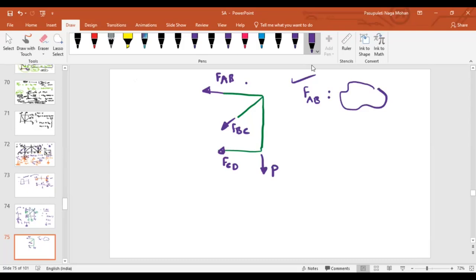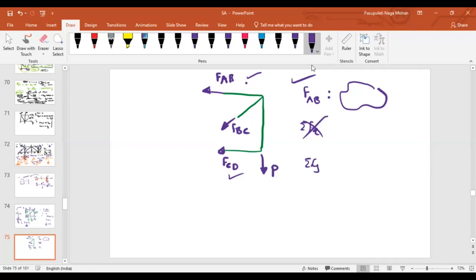Summation of horizontal force? If you look into the horizontal direction, 3 unknowns are coming into picture. So summation Fx is not an option. Summation of vertical force? Even if I use summation Fy, the vertical force and FBC are also coming into picture.